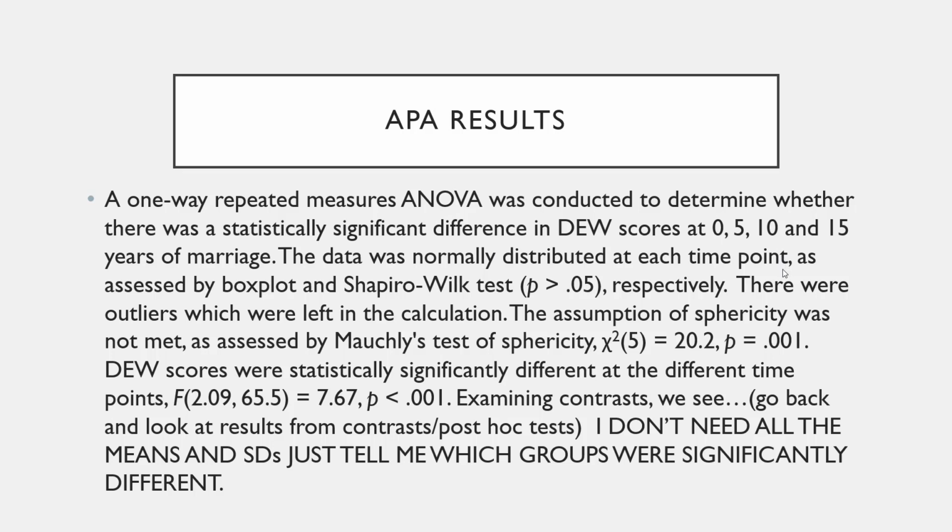A one-way repeated measures ANOVA was conducted to determine whether there was a statistically significant difference in DEW scores at 0, 5, 10 and 15 years of marriage. The data was normally distributed at each time point as assessed by box plot and Shapiro-Wilk test, respectively. There were outliers which were left in the calculation. The assumption of sphericity was not met as assessed by Mauchly's test of sphericity. DEW scores were statistically significantly different at the different time points.